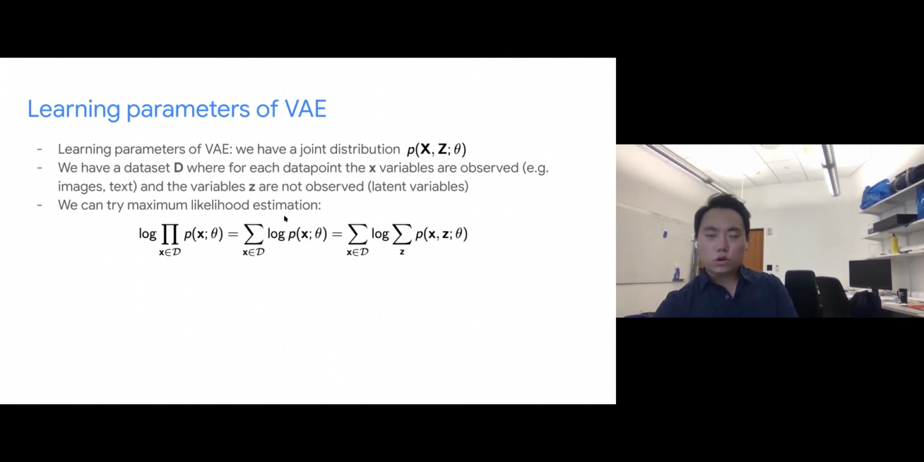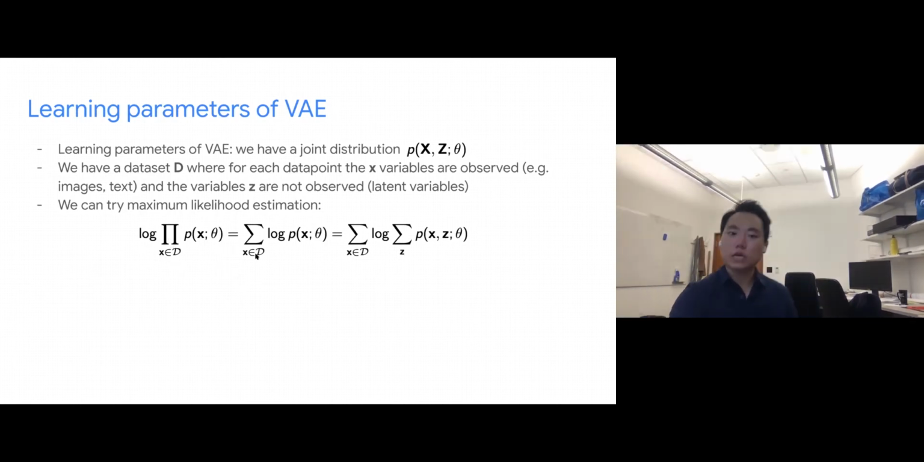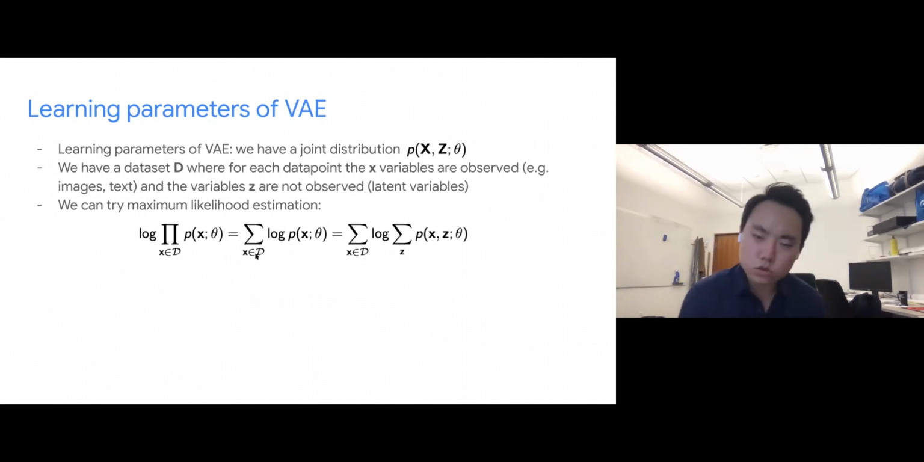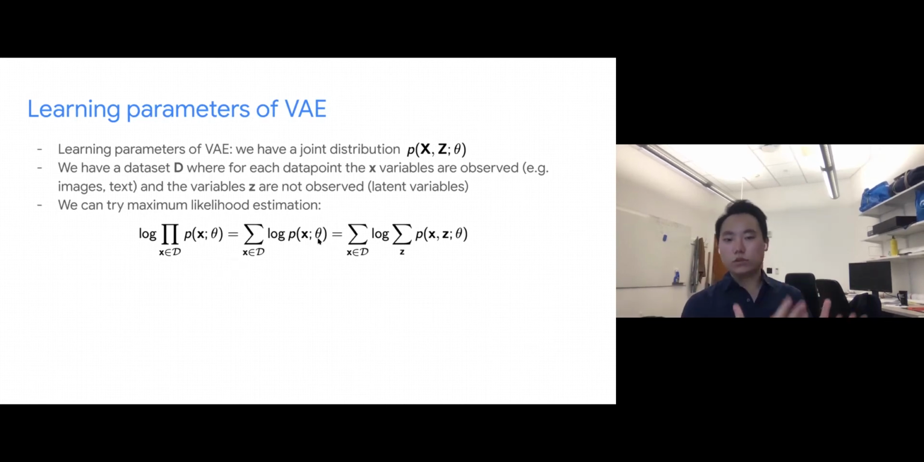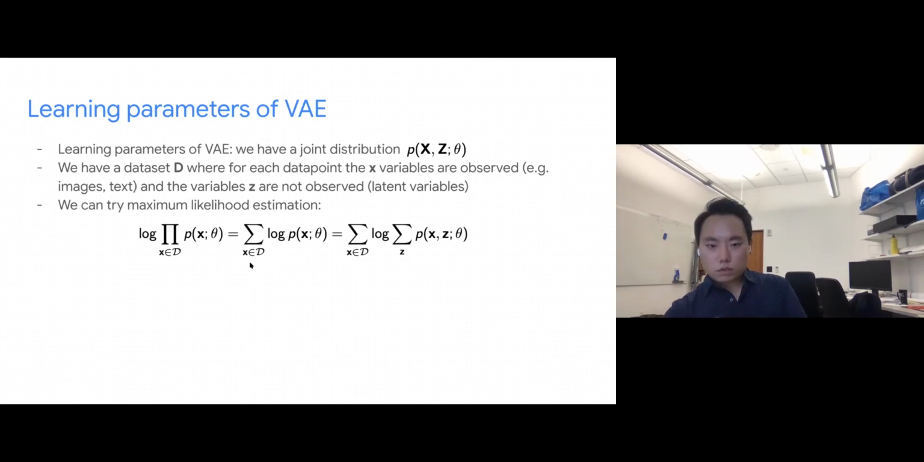So as usual, we're going to do maximum likelihood estimation. We're going to try to maximize P of X for X across a data set, and we're going to take the log because taking log allows us to transform this product into a sum over logs. This is in general true for any model that you have with some parameters. You're going to try to learn these parameters theta such that they best fit the data. That's maximum likelihood estimation. So now you have this summation over your data points, and you're going to take the log likelihood of each data point.